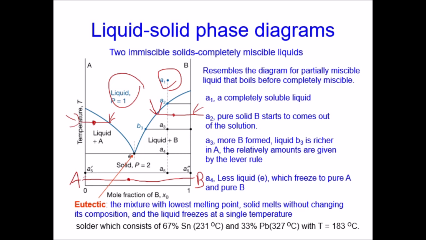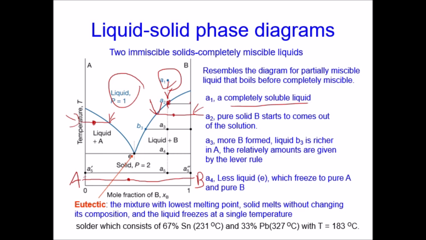So now let's assume we start with point A1. What do we see? It's a liquid, a completely soluble liquid. When the liquid cools down until A2, what do we see? We see B start to freeze out. So we see some solid B in the solution. That's what we see at A2.